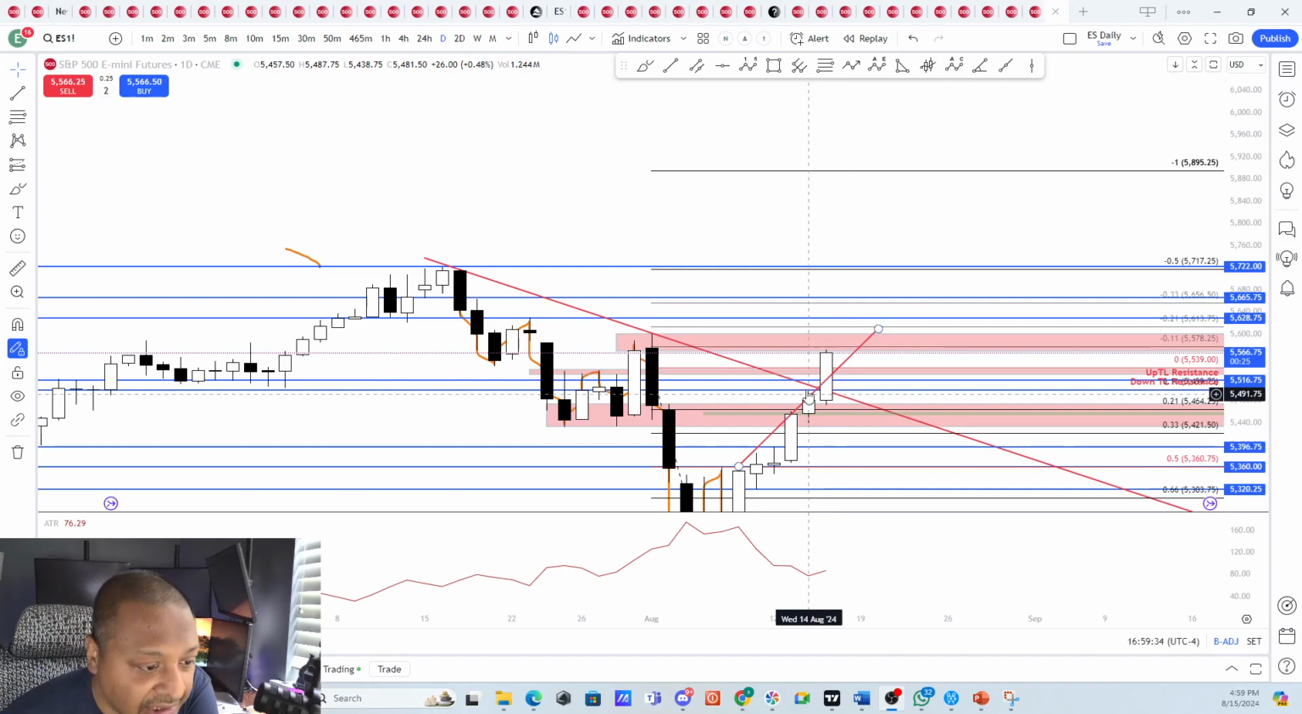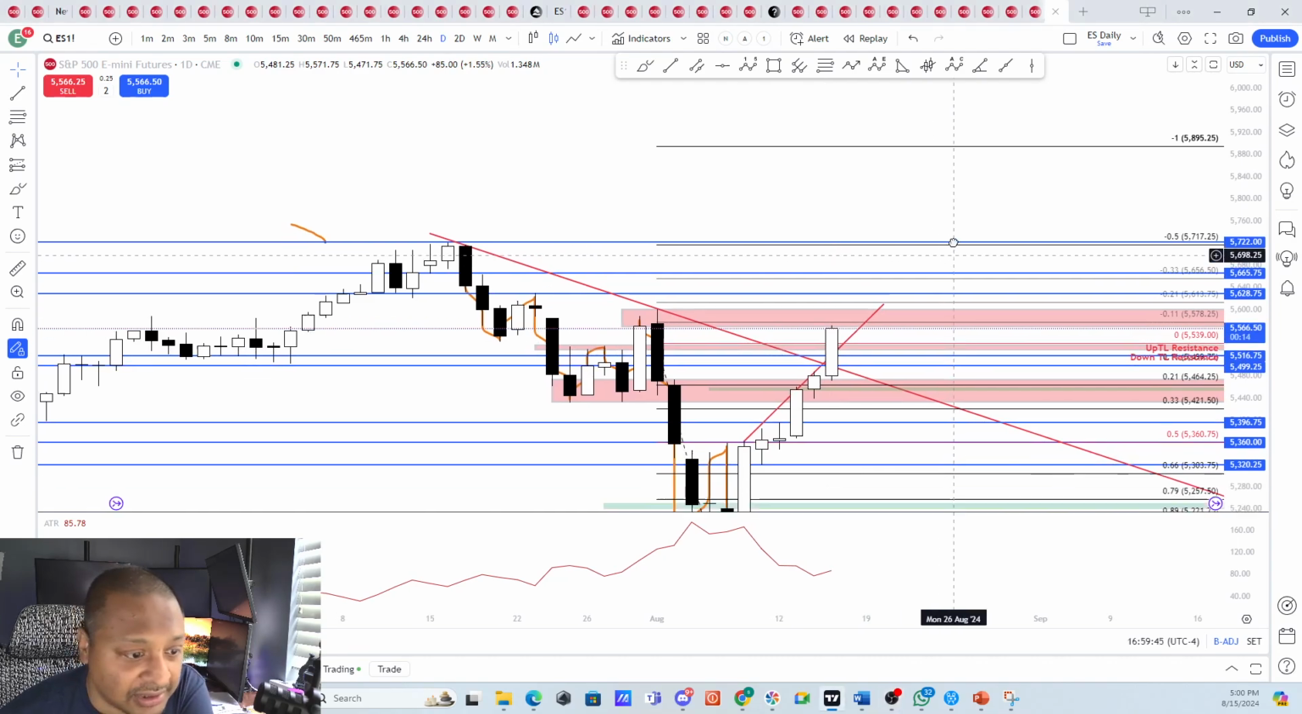Now looking at the daily chart, we have broken through all the resistances. We were looking at the trend line resistances yesterday, and we have broken through all those resistance areas.